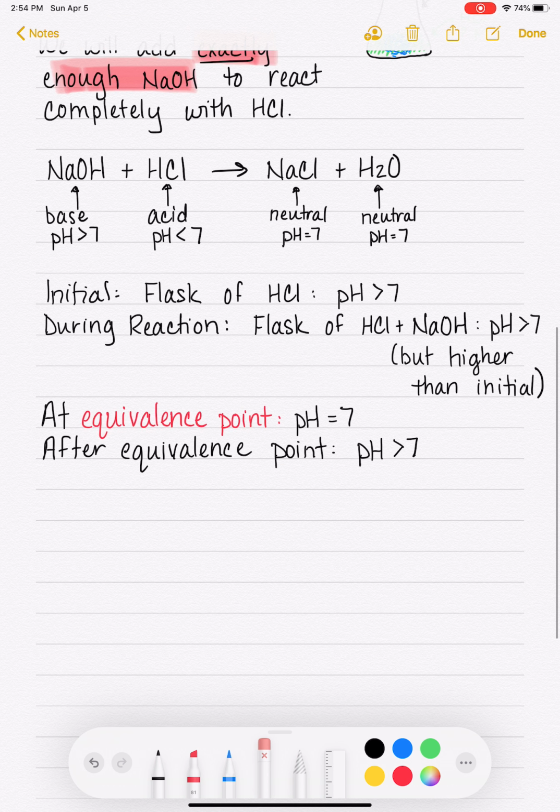Before we continue on, I want to let you know that this equivalence point is sometimes called the end point. So those two terms are used interchangeably, and they both mean the exact same thing.